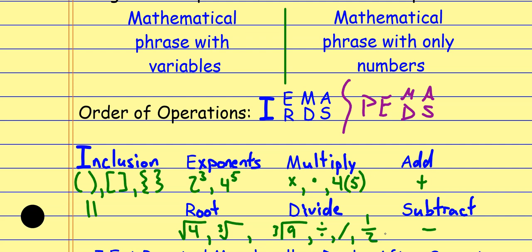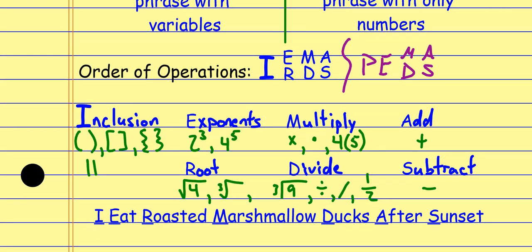All right, we have to follow order of operations. We have to do them in this order: inclusion symbols, then exponents and roots, then multiplication, division, then addition and subtraction. But be aware of the ties. Okay, exponents and roots are tied. Multiplication, division are tied. Addition and subtraction are tied. The tiebreaker is left to right. Okay. A nice way to remember this, I eat roasted marshmallow ducks after sunset.